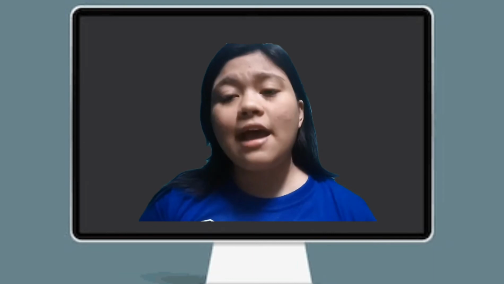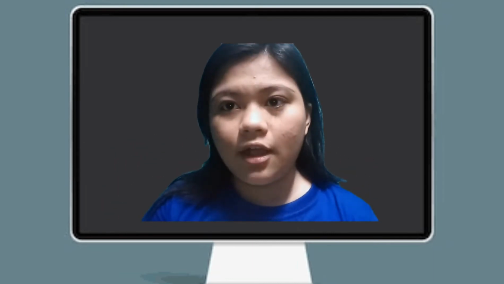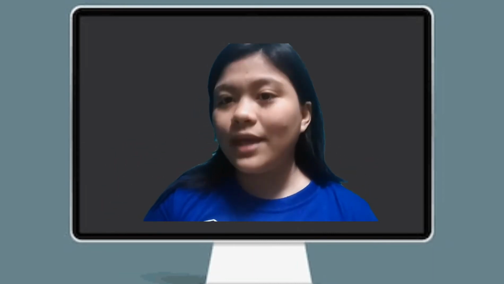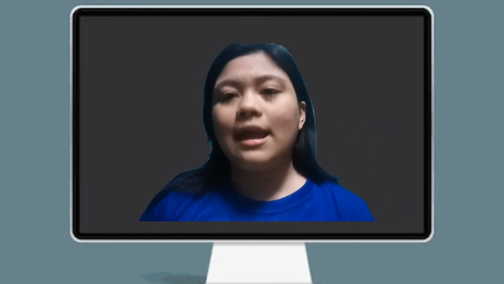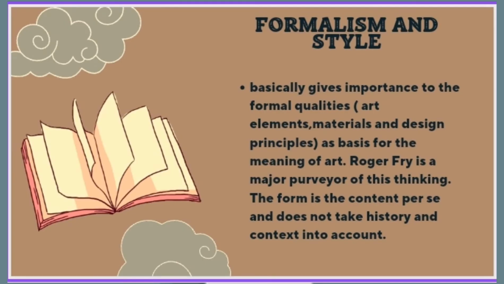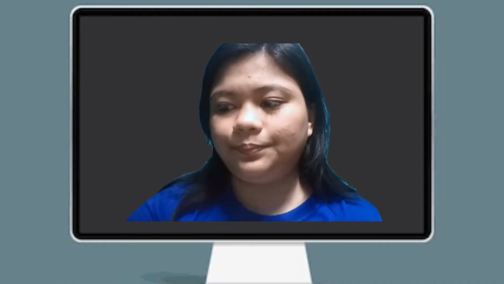We have 7 methods of reading art. Okay? So first we have the formalism and style. Basically it gives importance to the formal qualities, for example the art elements, materials, and design principles, as basis for the meaning of art. Roger Fry is a major purveyor of this thinking. The form is the content per se and does not take history and context into account.